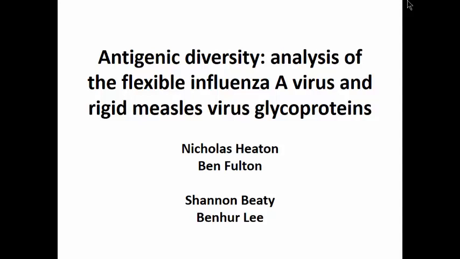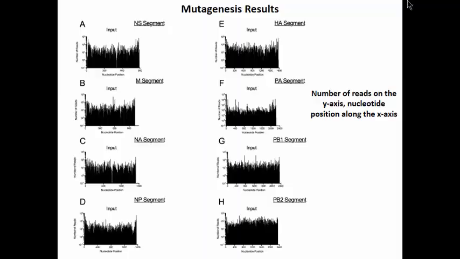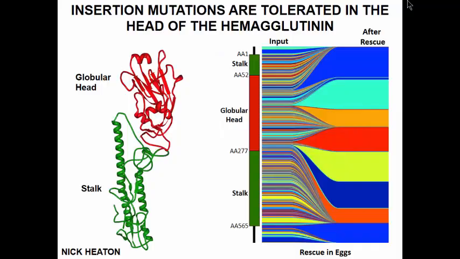This was done mostly by a postdoctoral fellow in the lab, Nick Heaton, who now has a faculty position at Duke University, Ben Fulton, who is a PhD student in my lab, and Ben Hurley, who is a faculty member at Mount Sinai. So let me give you a brief description of the experiment we have done.